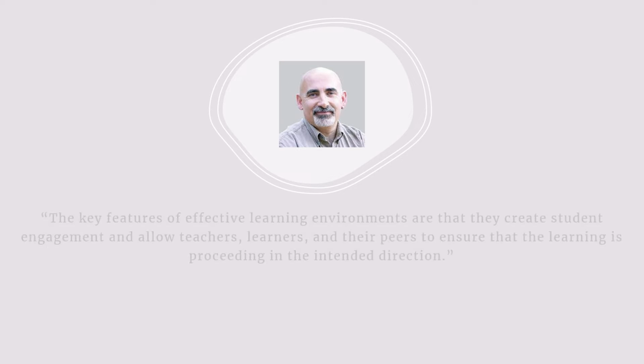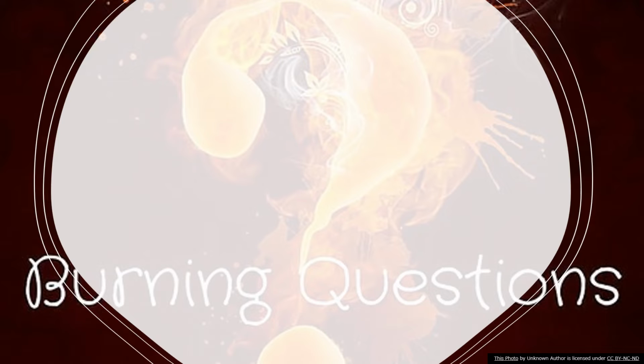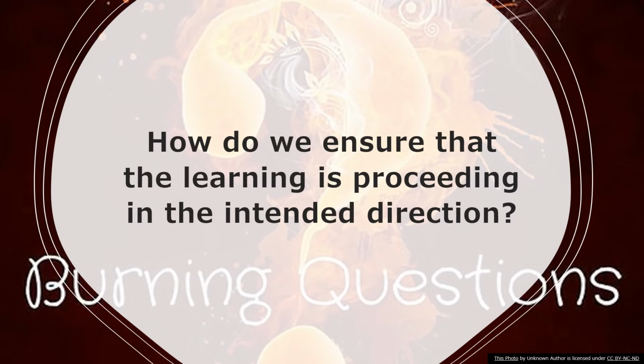The British educationalist Mr. Dylan Williams says the key features of effective learning environments are that they create student engagement and allow teachers, learners, and their peers to ensure that the learning is proceeding in the intended direction. The last part of this quote is what really resonates with me. Our burning question stems from the quote: how do we ensure that student learning is proceeding in the intended direction?